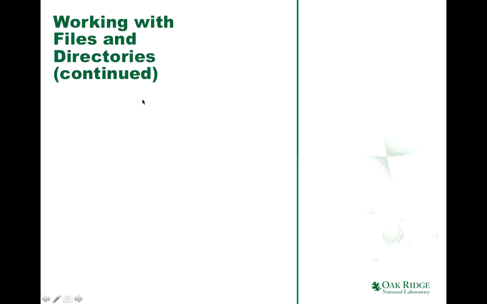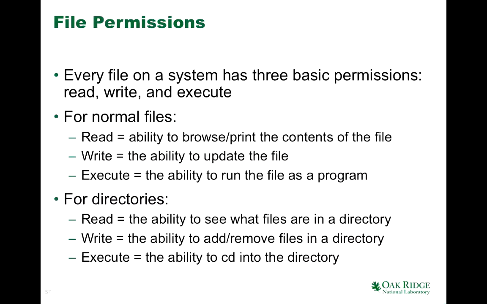So moving into part two, we will continue talking a little bit about working with files and directories and move into the notion of file permissions. When you look at every file on the system, they have three basic permissions. Those are read, write, and execute.